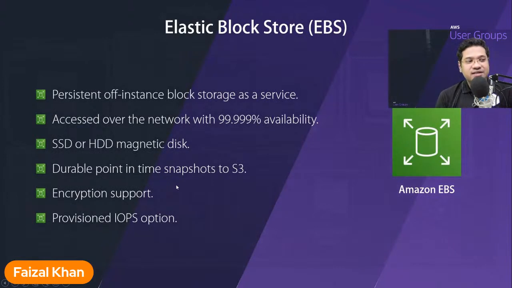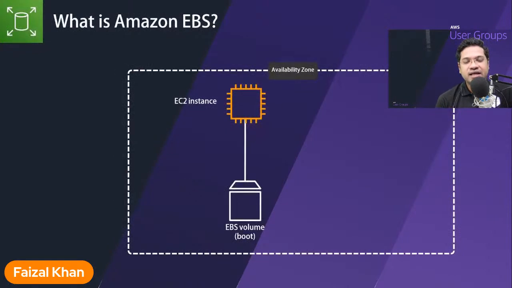You get the option of both SSDs and HDDs, and you can take snapshots of your EBS volumes to the S3 system. Snapshots basically means backups. It does support encryption, and there is something called provisioned IOPS, which I will talk about a little bit later on. The idea here is that if you have one EC2 instance, you're basically attaching your EBS to it, right? And you will always have a boot volume, which is basically the EBS volume that contains your operating system, right? So your operating system will be in that EBS volume, and that will be known as your root volume, and you're essentially connecting that volume to your instance.